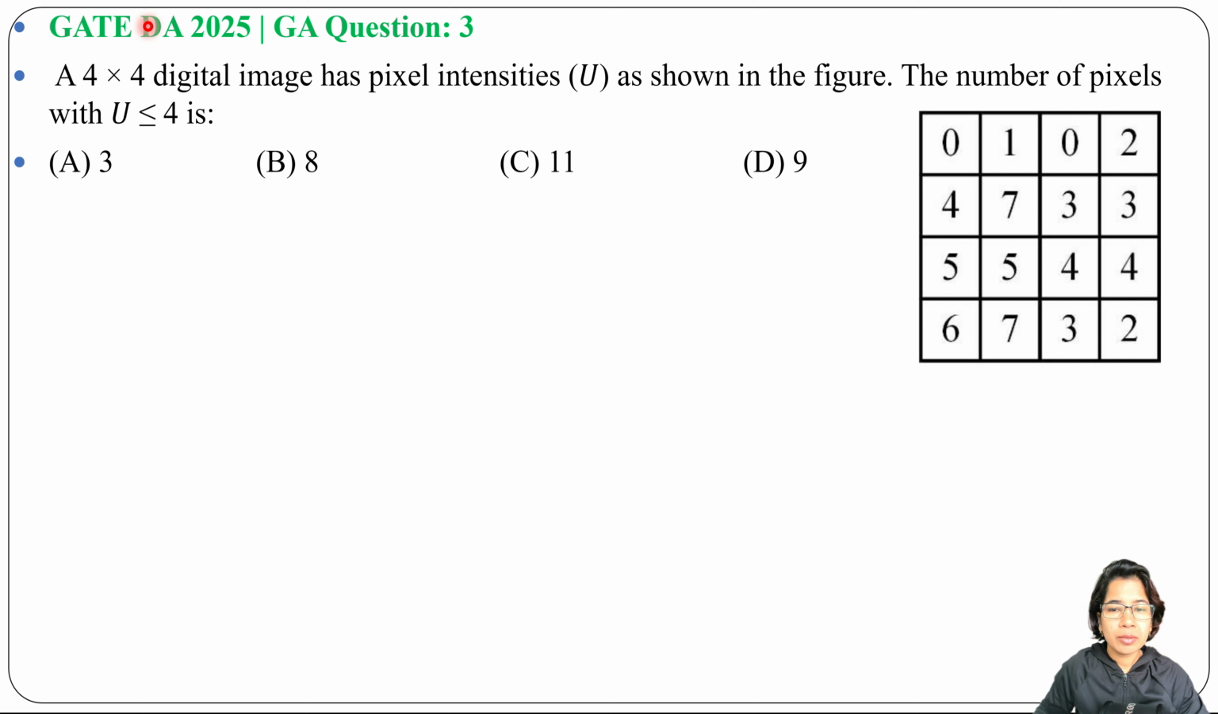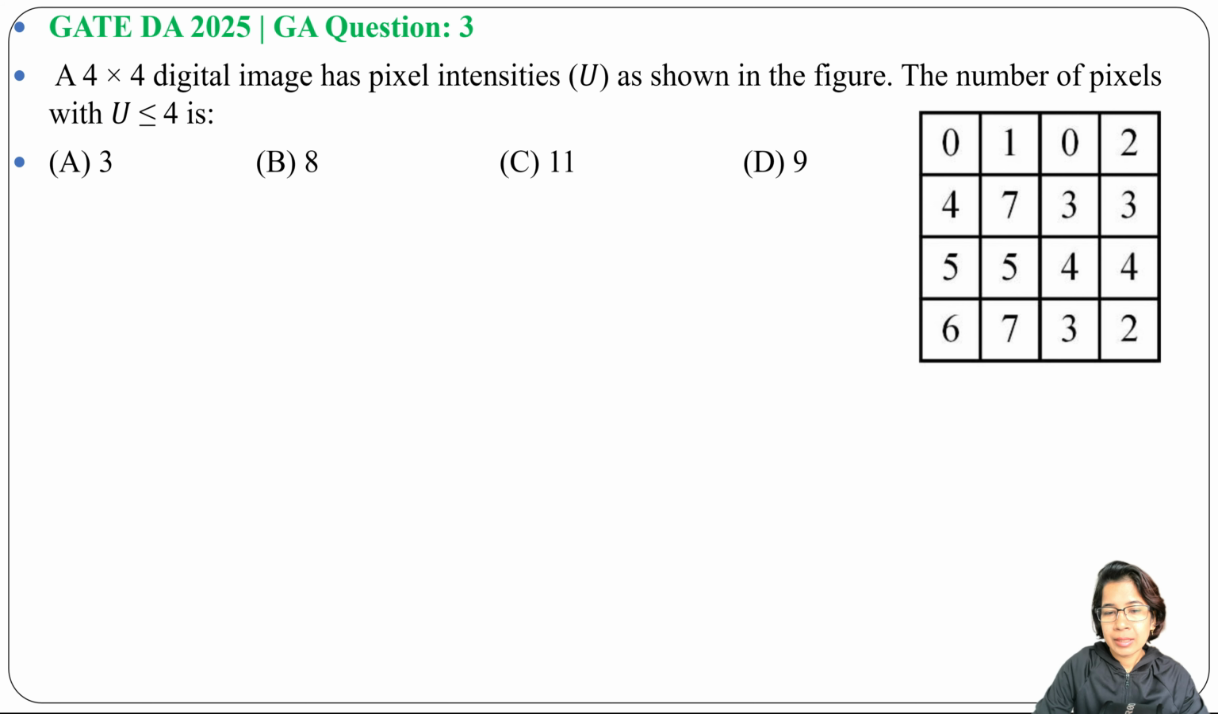Hey everyone, let's solve one previous question of general aptitude. This question was asked in GATE DA 2025, GA question number 3. A 4x4 digital image has pixel intensity U as shown in the figure. The number of pixels with U less than or equal to 4 is, and 4 options are given.